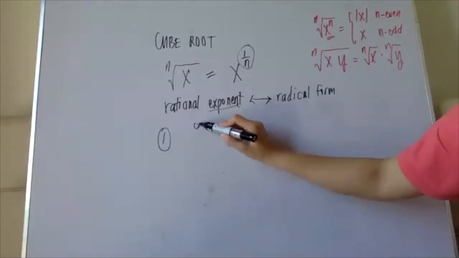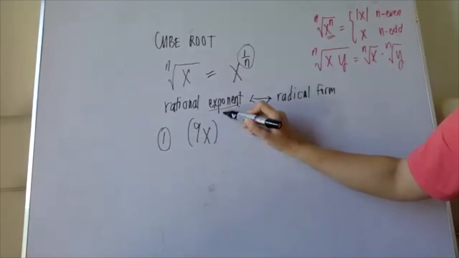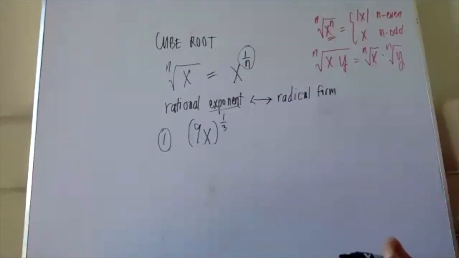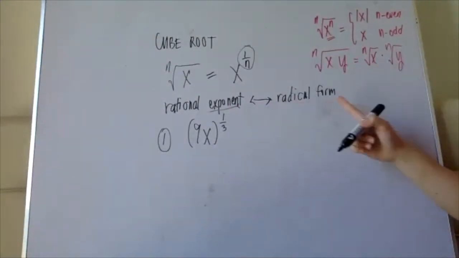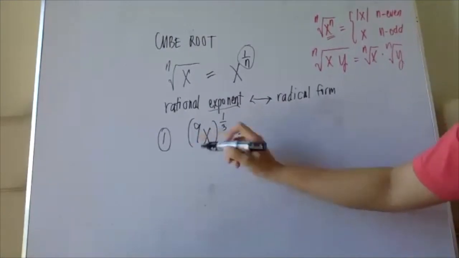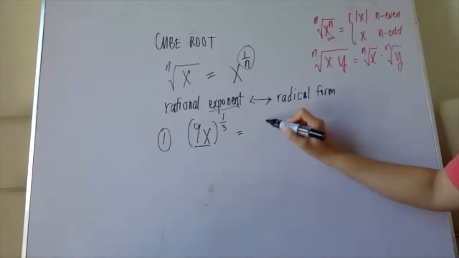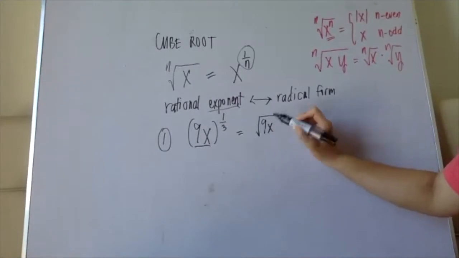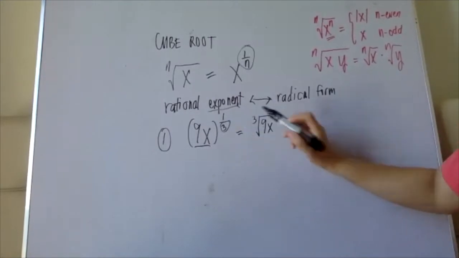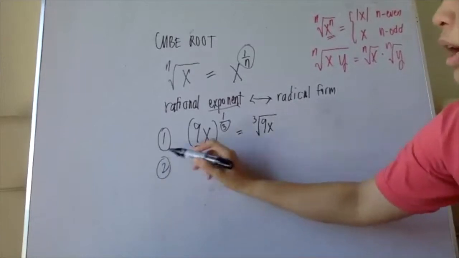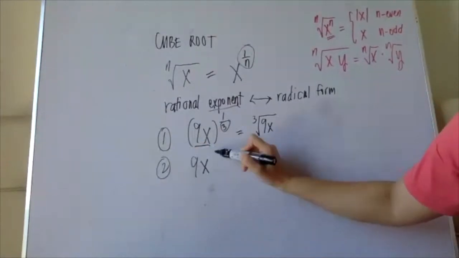So, let's try this one. 9. Madali lang naman. Pero paano mo ito isusulat to radical form? Itong buo, yung naka-raise to 1/3. So, yan yung nasa loob ng radical sign. 3. Okay. How about if you have this?